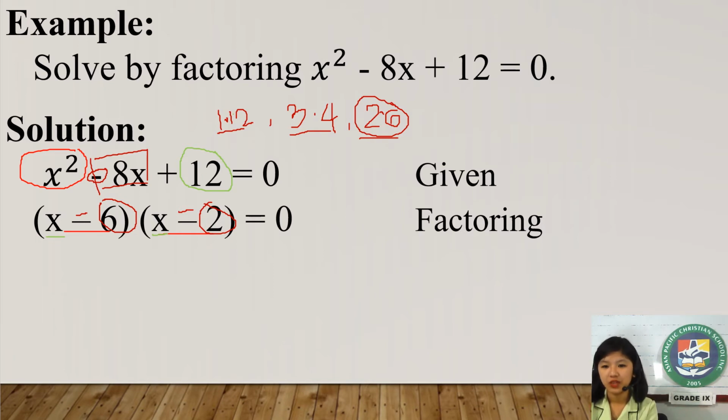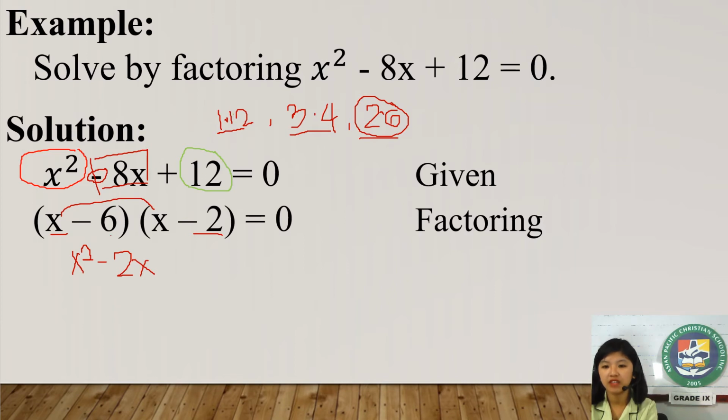So, erase ko muna yung dito. Para solve natin siya using FOIL method. So, first term, we have x and x. So, x times x will give you x squared. Ayan. Then, yung sa outer, we have x and negative 2. X times negative 2 will give you negative 2x.